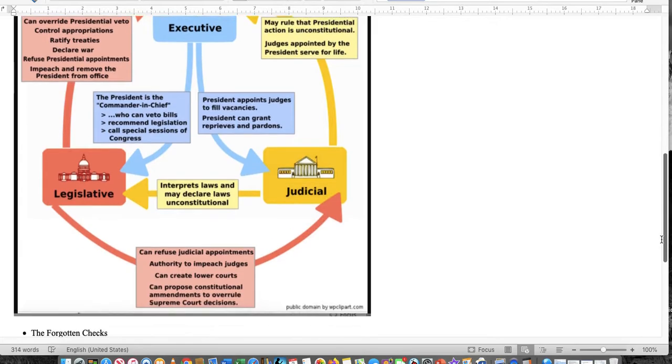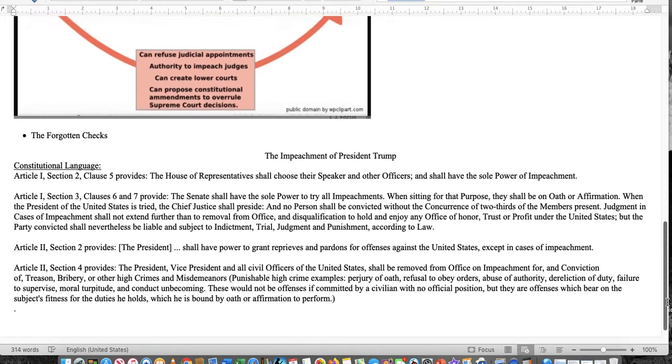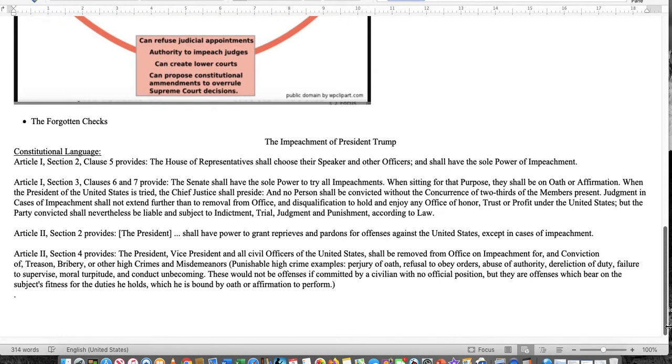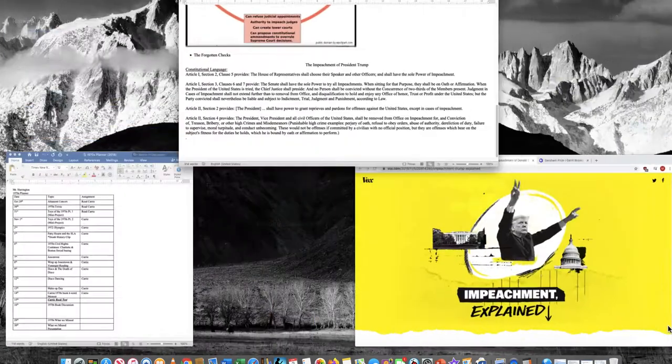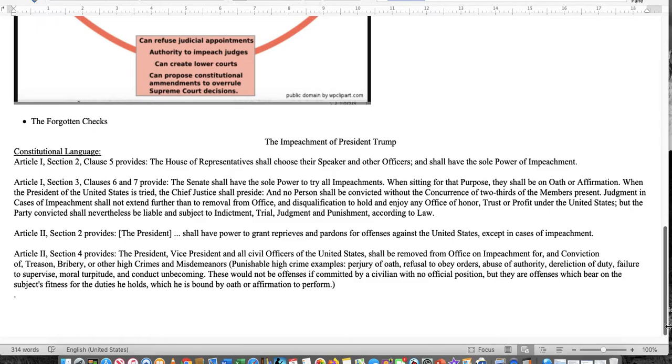Now, the big one that the test is going to outline as far as checks and balances is impeachment. Now, I would tell you, and I think I have it up here. Yes, I'll show you here in a second.